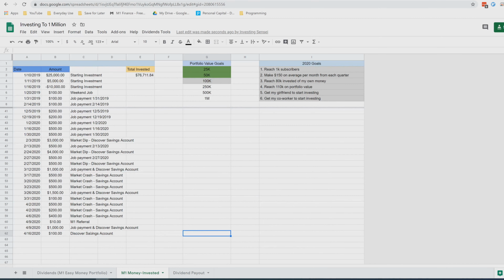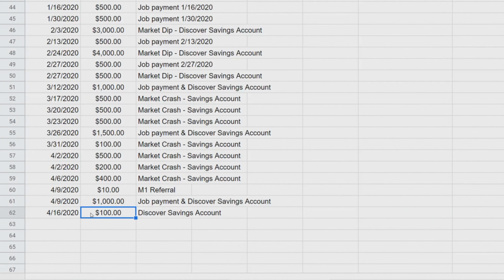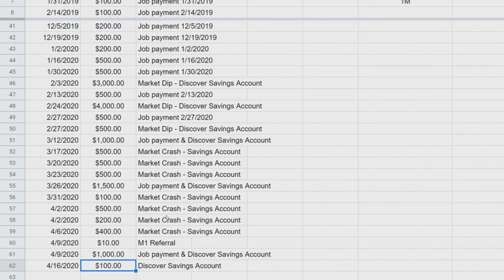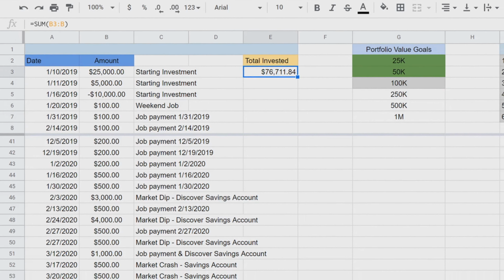All right, guys, I'm here at the sheet that keeps track of how much money we've been investing. On the 16th, I added $100 to the portfolio, and that brought our total to $76,711.84. I didn't contribute as much because right now I'm trying to save up a little more cash in my high yield savings account, which is not that high of a yield right now. I just want to have a little cash so if we do see another dip, I can take really good opportunities on it.